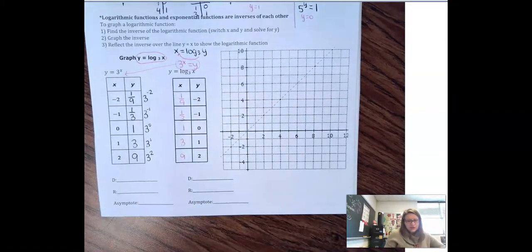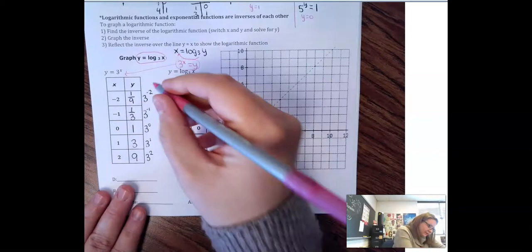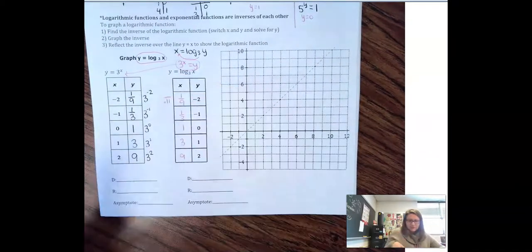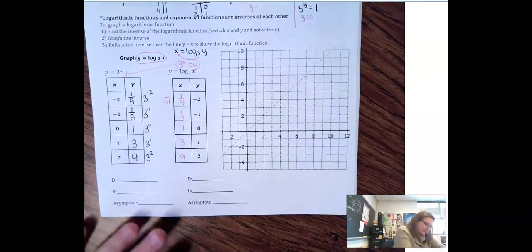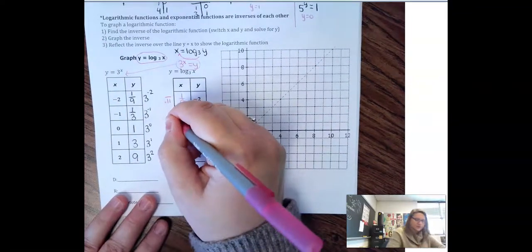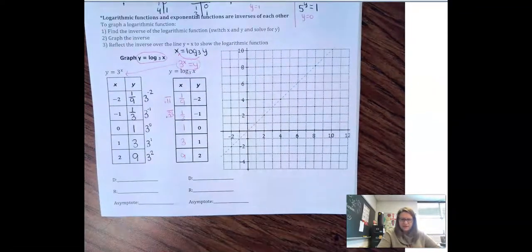And if this helps you in any way, 1/9 as a decimal is 0.1 repeating, and 1/3 as a decimal is 0.3 repeating, if that kind of helps you estimate where that's going to fall on the graph. I'm actually going to graph both of these so you guys can see.